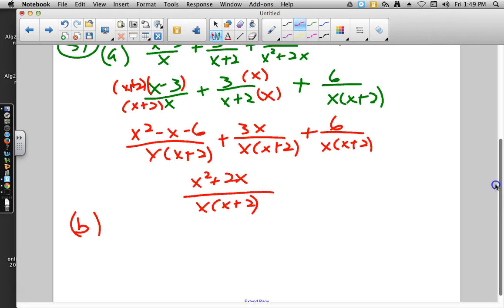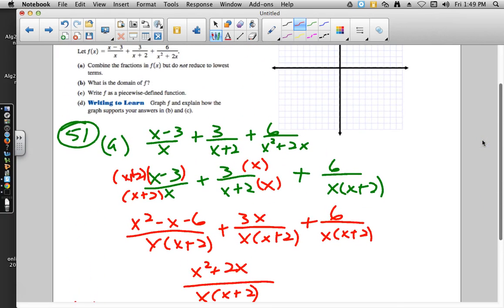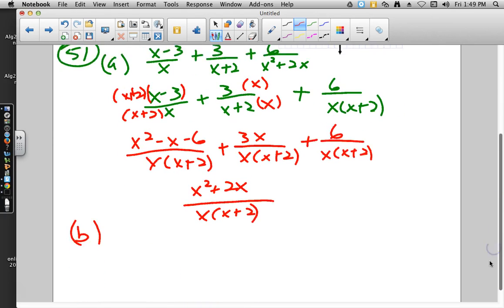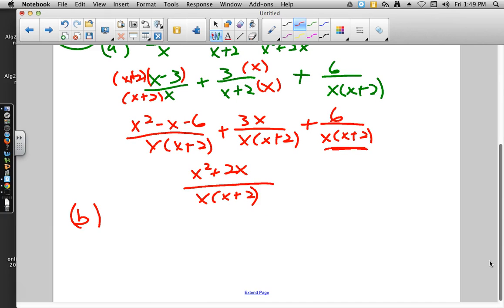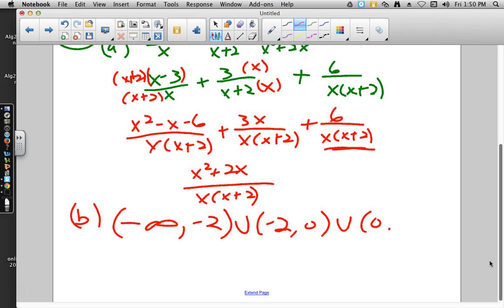And then B says, if that is our answer, what is the domain of f? Well, our LCD was x times x plus 2. So our domain would leave out, we'd go from negative infinity, again think number line, to negative 2. We'd hop over negative 2 and go to 0, but then we'd have to stop, hop over the 0, and go on to infinity, because right here we can see x can't be 0 and x can't be negative 2, so we have to make those hops.